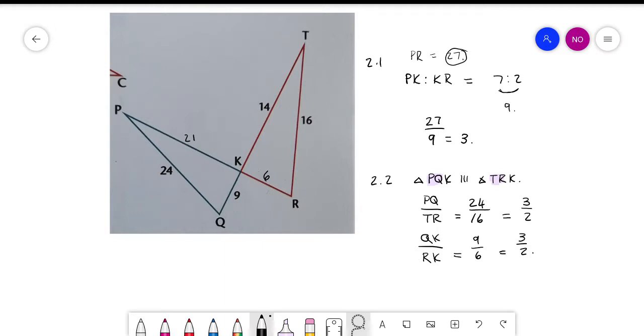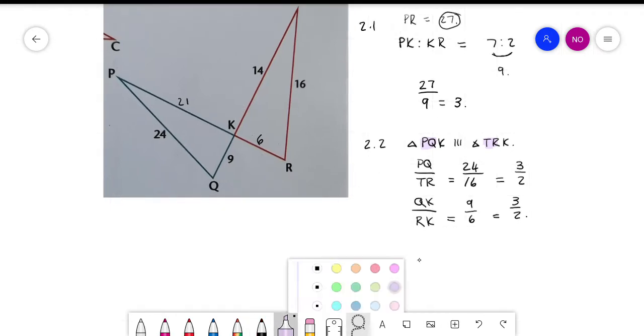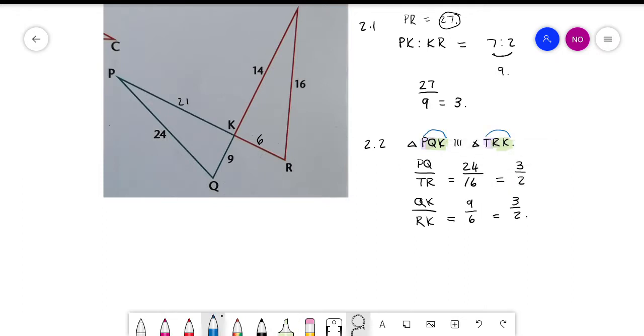Okay, graad 12, onthou ek het vir julle gesê, dit is nie dieselfde soos wanneer jy gelykvormigheid na die hoeke bewys nie. You can't just say because 2 of them are equal, I assume the third one is as well. You have to do the third one as well. So now we've done 1, 2, 1, 2, we've done 2, 3, 2, 3. So now I'm going to do 1, 3, 1, 3.